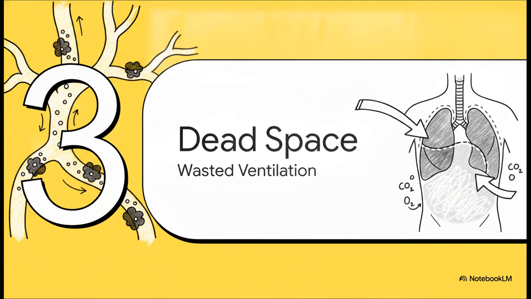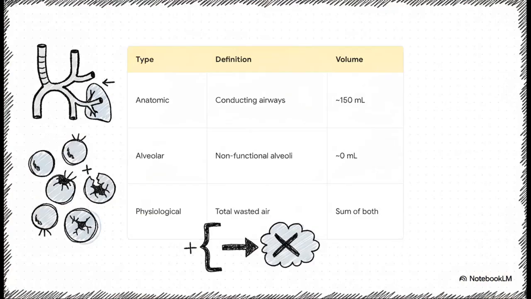Section 3. Dead space and wasted ventilation. Moving to our third layer, we have to face a somewhat harsh biological reality. Not all the air you breathe actually keeps you alive. We need to talk about wasted ventilation. You're going to want to memorize the breakdown here, as it's totally foundational. Anatomic dead space is the volume of your conducting airways, like your trachea and bronchi, where the physical walls are just too thick for gas exchange. This is normally about 150 milliliters.